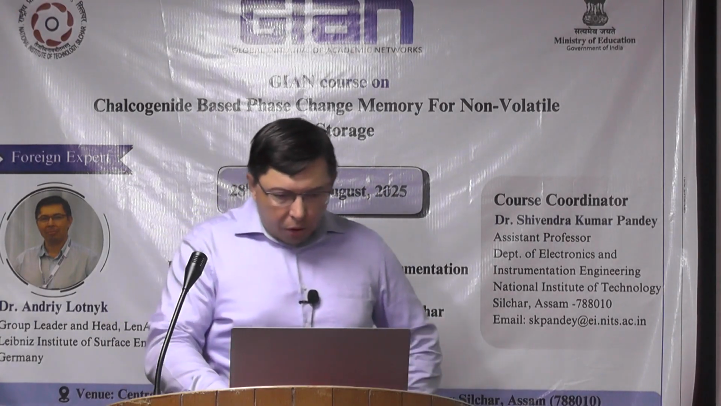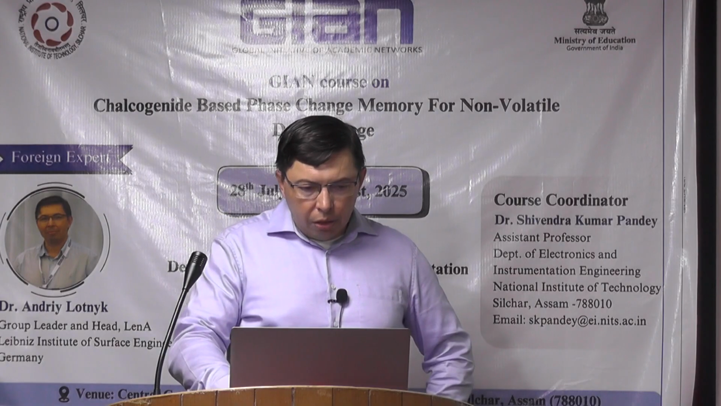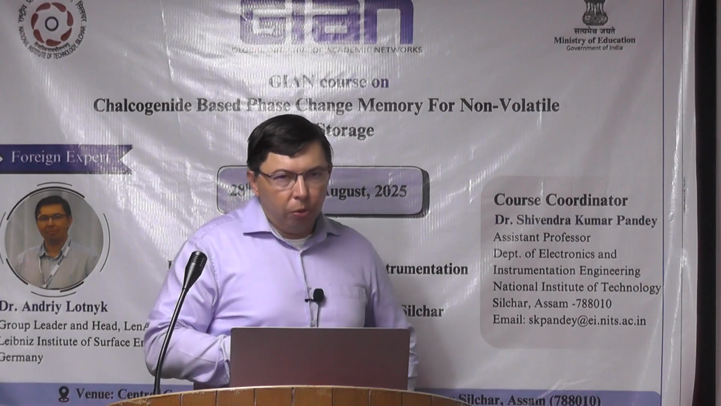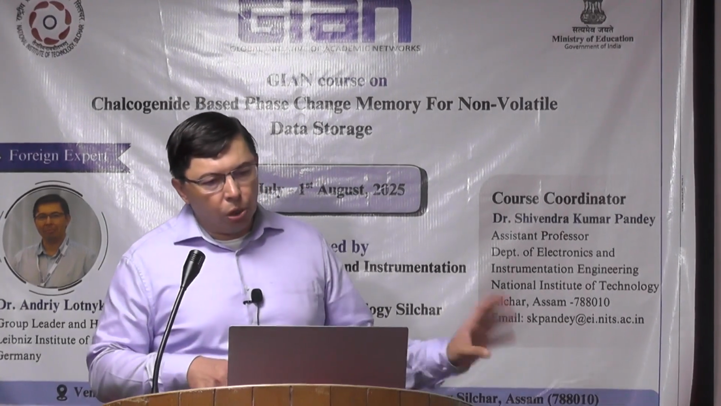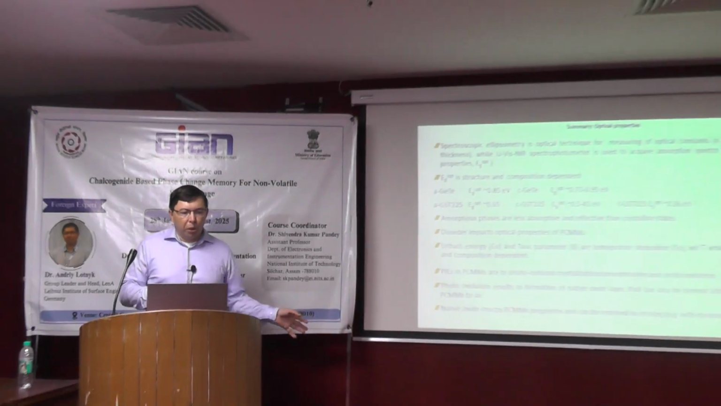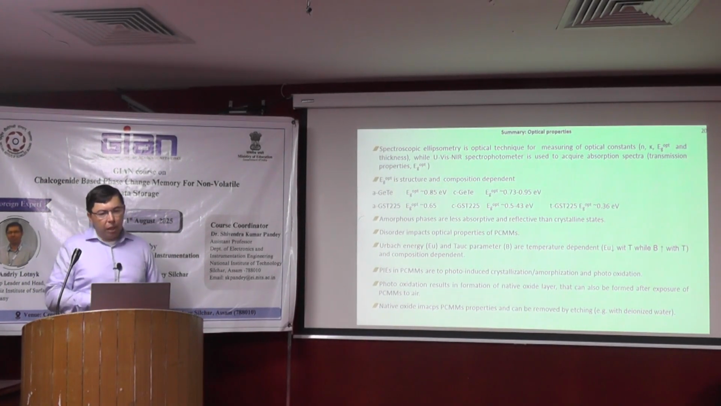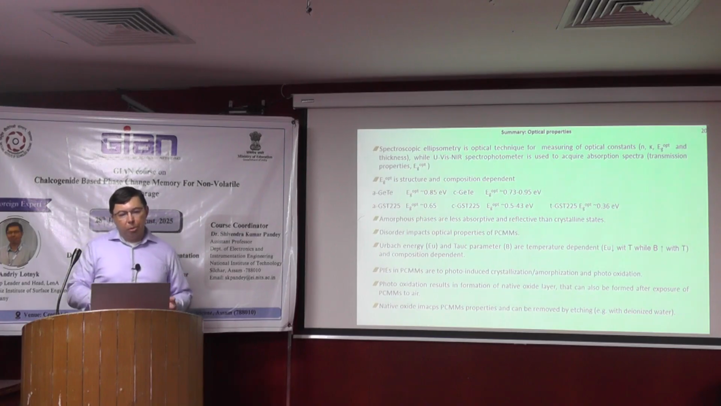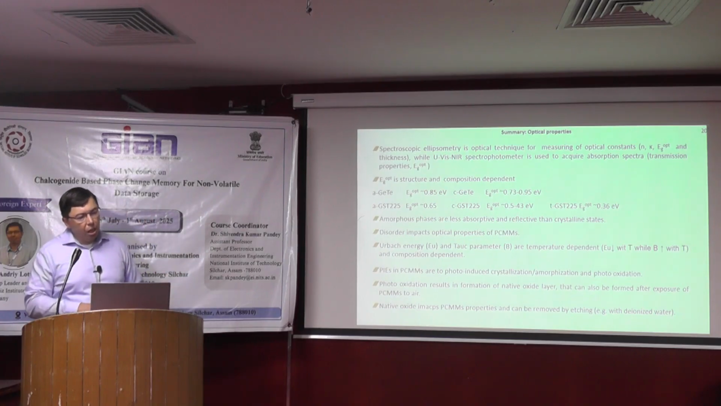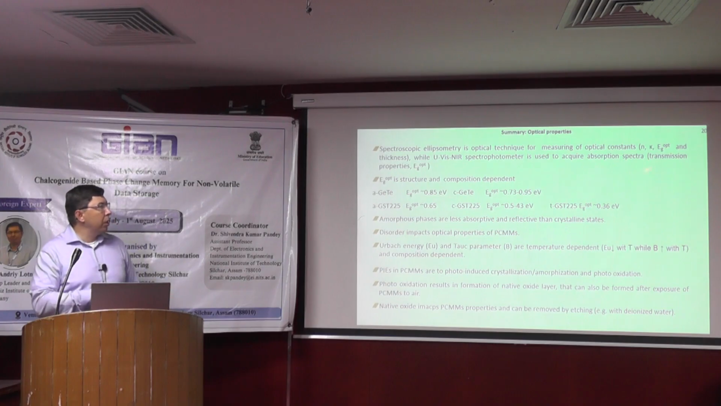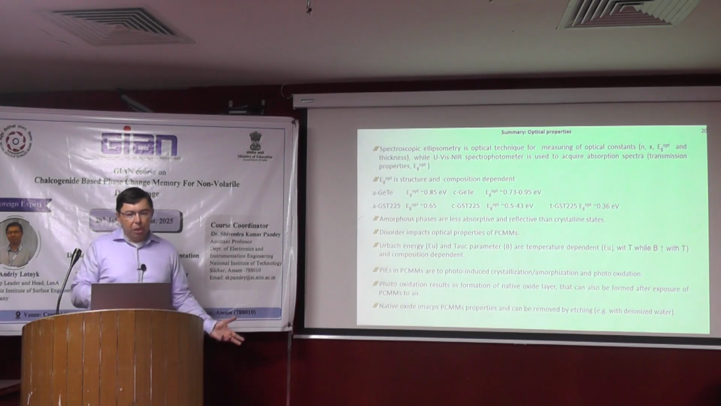So this is, I think, all that I wanted to say about the optical properties of phase change materials. Just to sum up this part: spectroscopic ellipsometry is an optical technique for measuring optical constants like n and k, band gap, and you can also extract thickness. And UV-Vis spectroscopy is used to acquire absorption spectra like transmission, and to study transmission properties and band gap.